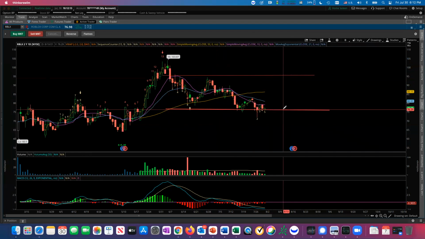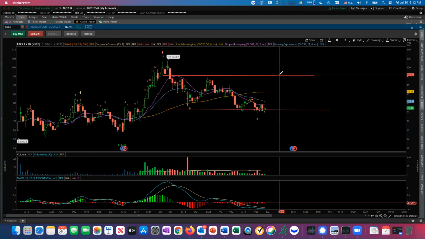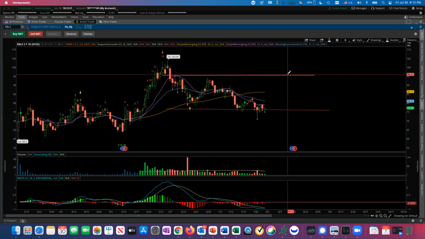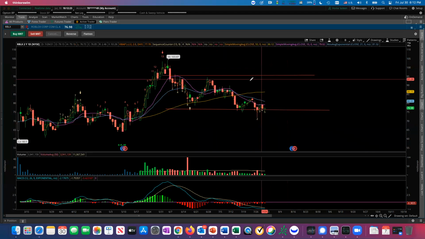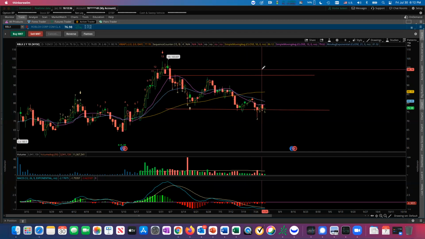So if it breaks under the support line, it's another bearish sign. But if it breaks out above the resistance line, that line becomes the new support line. So we'll go through all those details later. But now let's look at the current stock momentum and try to understand if now is a good time to buy Roblox. We'll use several techniques as described earlier: the volume, the moving average lines, as well as the moving average convergence and divergence.